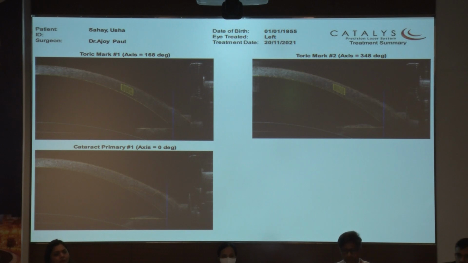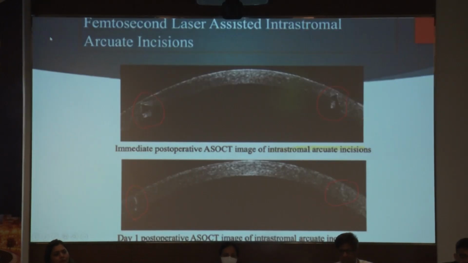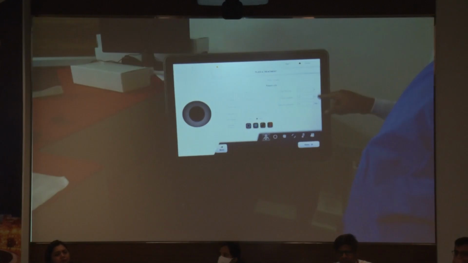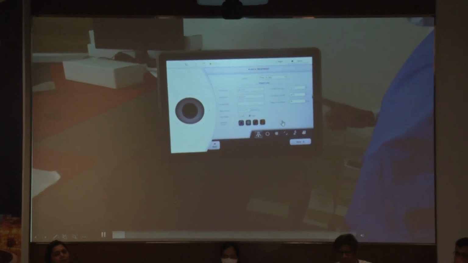This is the femtolaser assisted intrastromal arcuate incisions. As you can see, these are what we used to do to open the anterior end, but then we have stopped doing that because of the various complaints. So now look at this. This is what we are talking about.